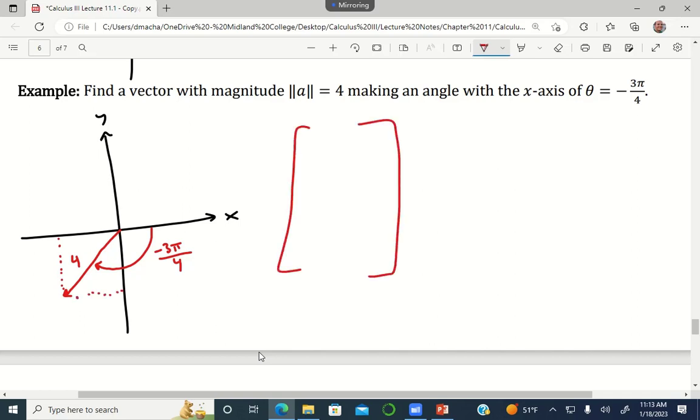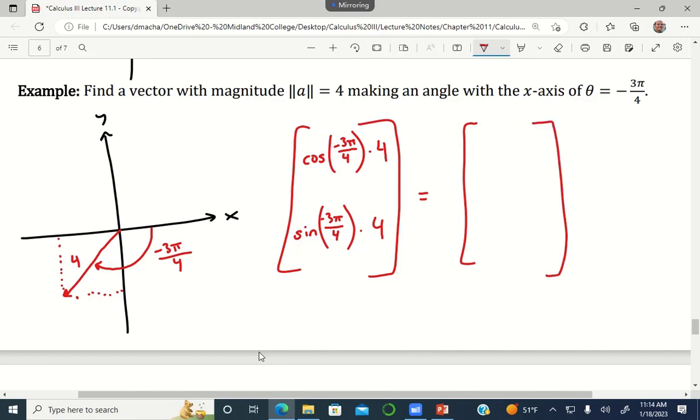So the x-coordinate is once again going to be cosine, of course times the magnitude of the vector, and then the y-coordinate is going to be sine times the magnitude. Okay, what is cosine of negative 3 pi over 4? Negative root 2 over 2. And then times 4 is going to make it negative 2 root 2.